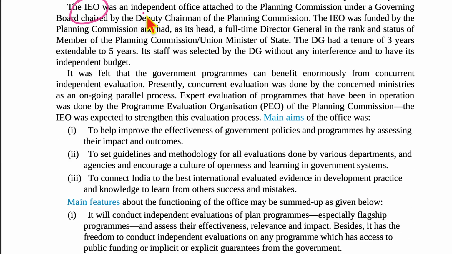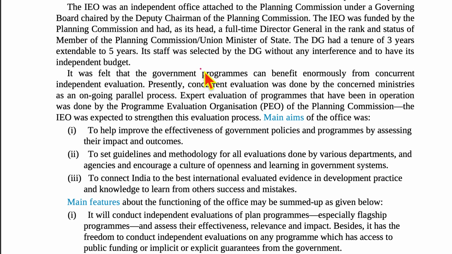The IEO was an independent office attached to the Planning Commission under a governing board chaired by the Deputy Chairman of the Planning Commission. The IEO was funded by the Planning Commission and had at its head a full-time Director General in the rank and status of Member of Planning Commission, Union Minister of State. The DG had a tenure of 3 years, extendable to 5 years. Its staff was selected by the DG without any interference, and it had its own independent budget.